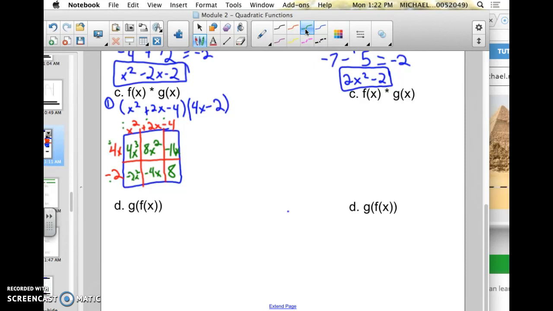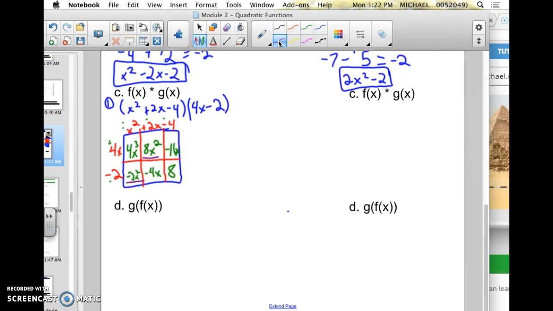One last step, because within distribution of polynomials, a lot of times the second step will be combining like terms. And so in this case, I'm going to look for like terms. 4x cubed does not have a like term. There's no other cubes within my rectangle. But 8x squared is a like term with negative 2x squared.